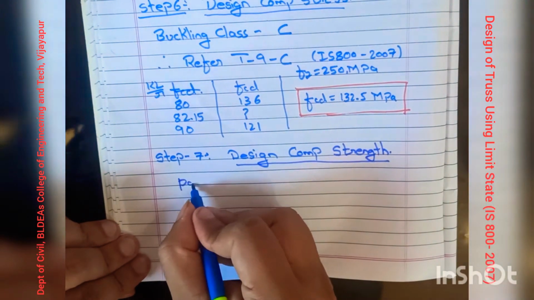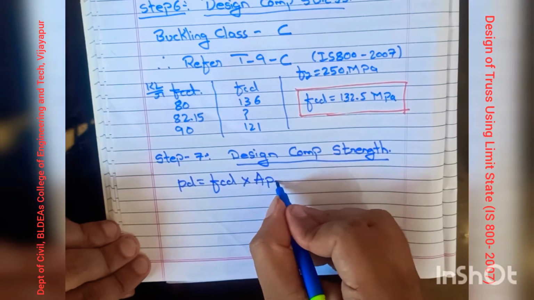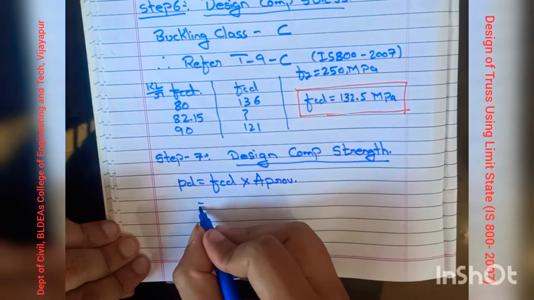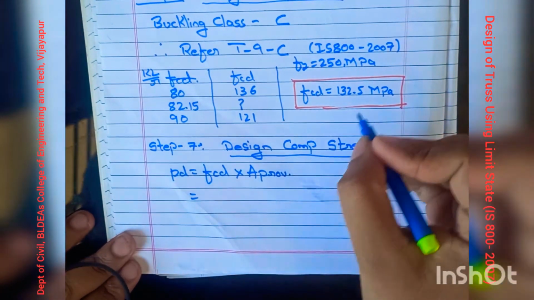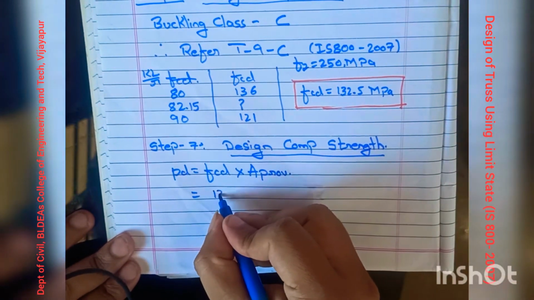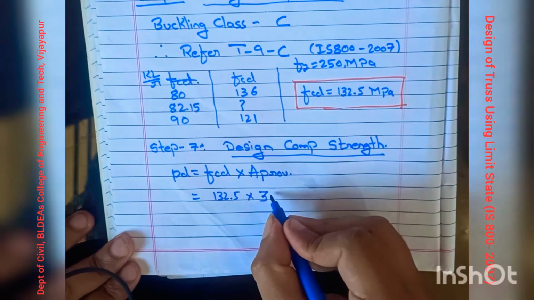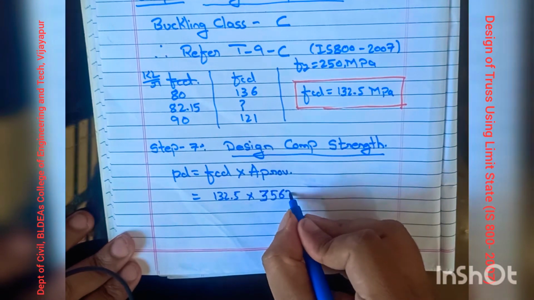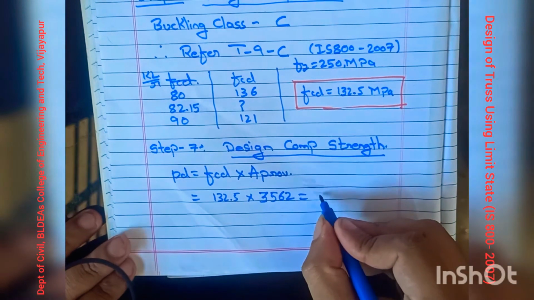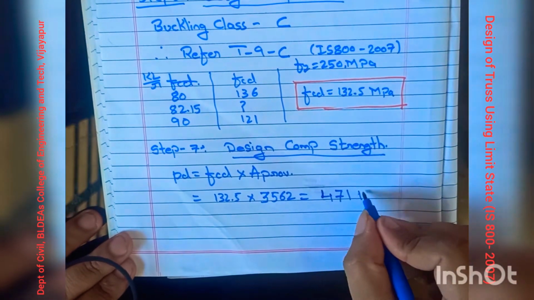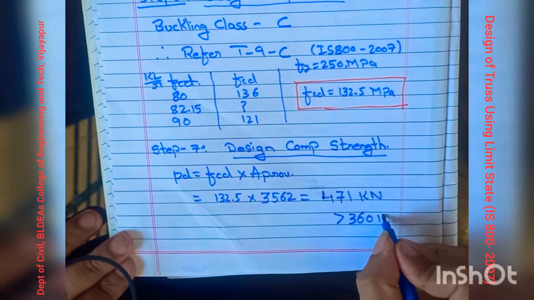That is, PD is given by FCD into area provided. So this we need to find. For the selected section, we have got FCD value 132.5 into area provided. For the section from the steel table, it was 3562, which comes around 471 kilonewton, which is greater than 360 kilonewton.